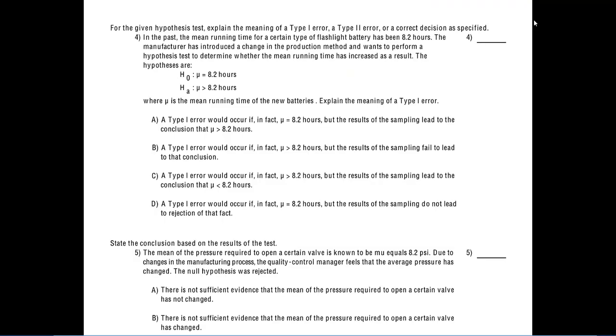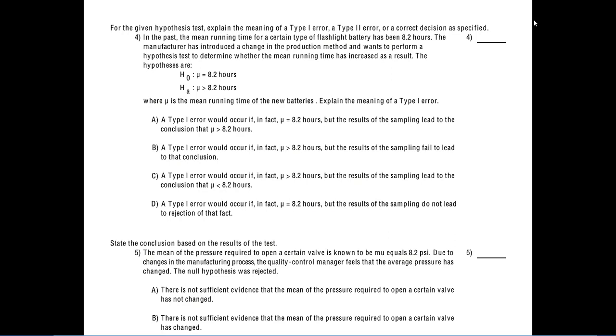All right, let's look at number 4. For the given hypothesis test, explain the meaning of a type 1 error, a type 2 error, or a correct decision as specified. In the past, the mean running time for a certain type of flashlight battery has been 8.2 hours. The manufacturer has introduced a change in the production method and wants to perform a hypothesis test to determine whether the mean running time has increased as a result.